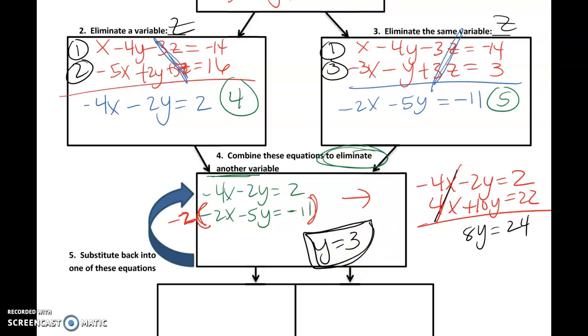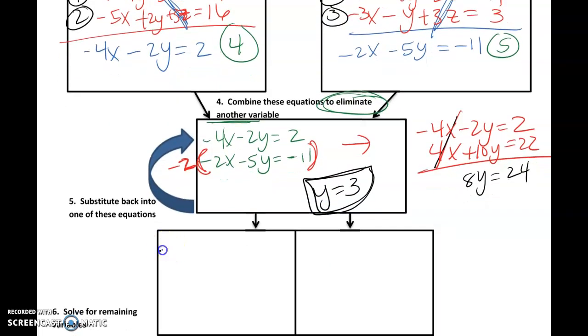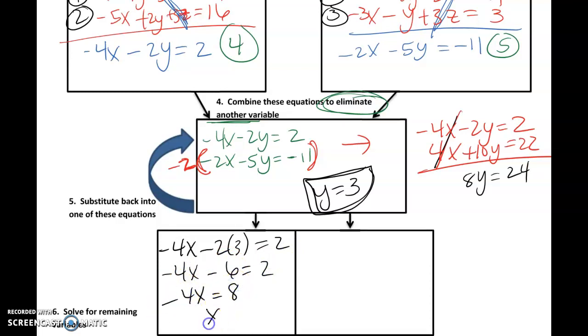And once I get that, I just look at step 5. It says substitute back into one of these equations to find another variable, right? So I have -4x minus 2 times 3 equals 2. And so -4x minus 6 equals 2. -4x equals 8. So x equals -2.